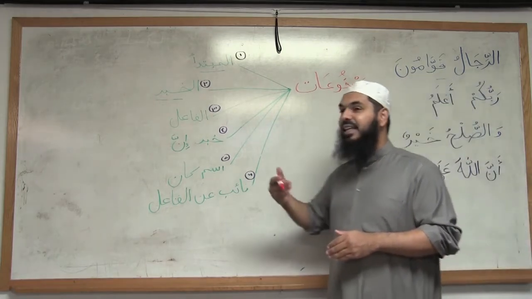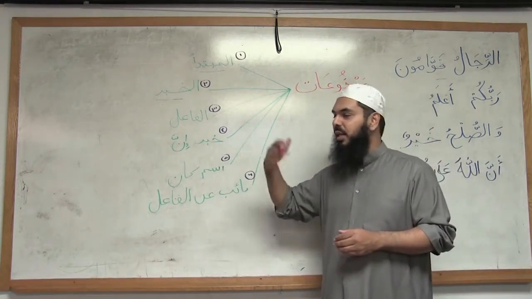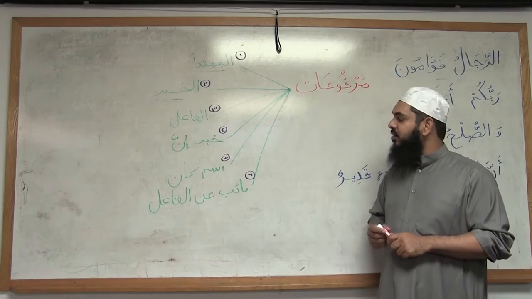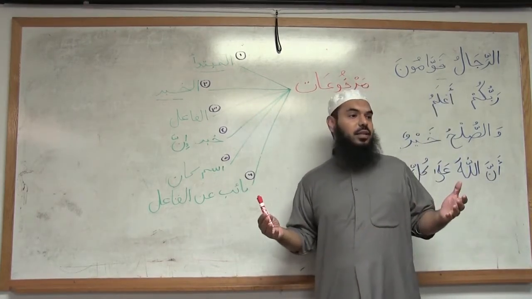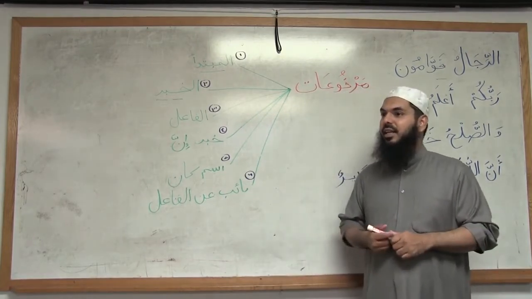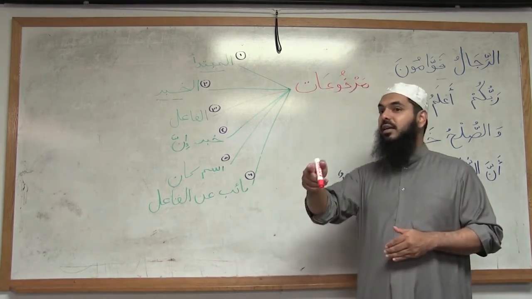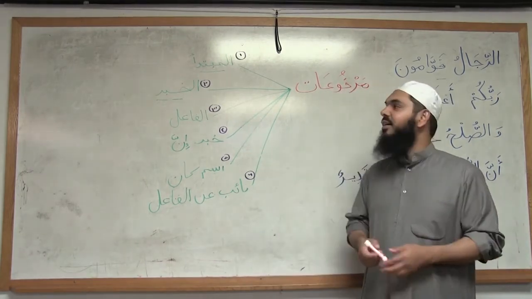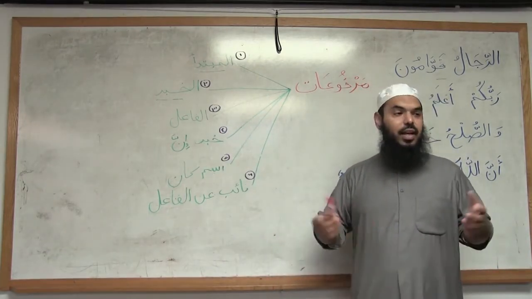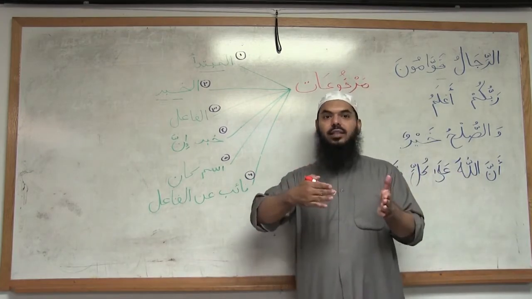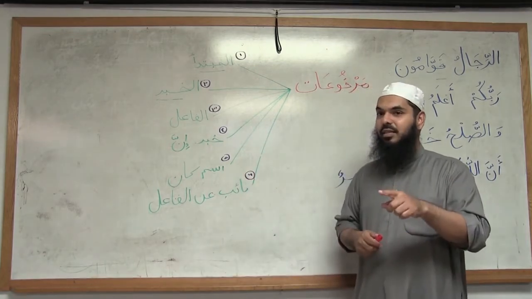Marfu'at, what makes an ism marfu'? We talk about marfu'at, mansubat, majrurat, tawabi', but we're going to memorize all of these, inshallah. The first thing we talked about is al-mubtada. What is al-mubtada? A subject. Excellent. It's an ism, usually at the beginning of a jumla. Ismiya. Excellent. Then you have khabar. What is the khabar? The predicate or the news. And that is an ism, usually in the second half of a jumla.